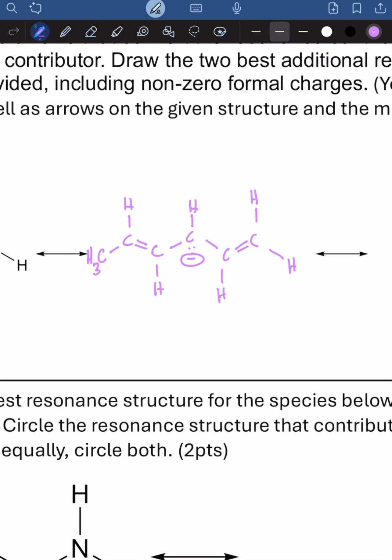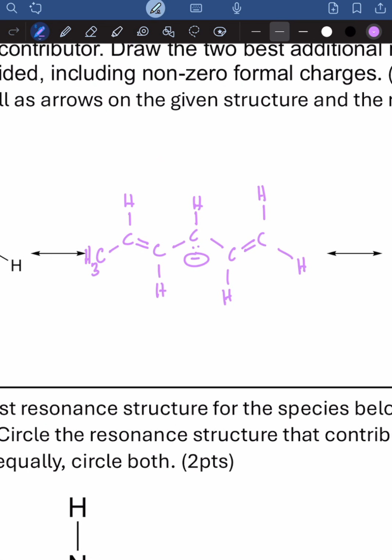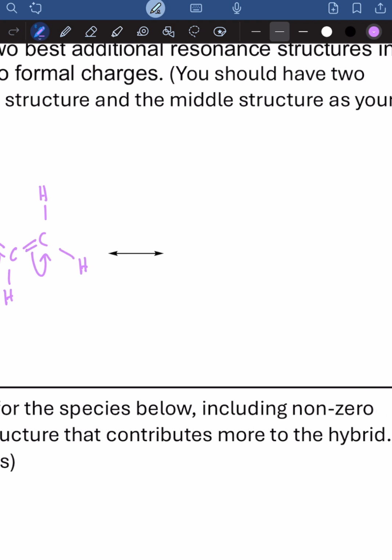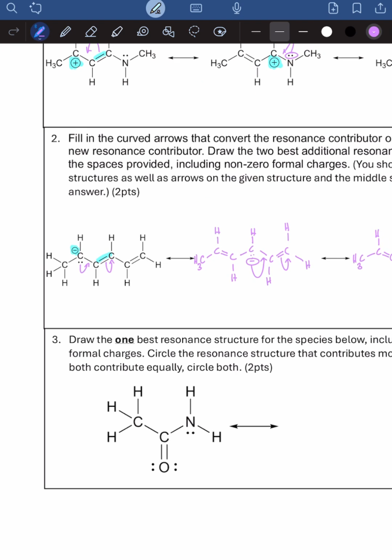And the same thing would occur for the next set of resonance structures, but just over a couple atoms. So we have this pair of electrons, swings over, forms a double bond, and the double bond that originated will go onto the carbon. So our final structure should look something like this, with the negative charge on the last carbon. Alright, so now we're done with question 2. So now let's move on to question 3.